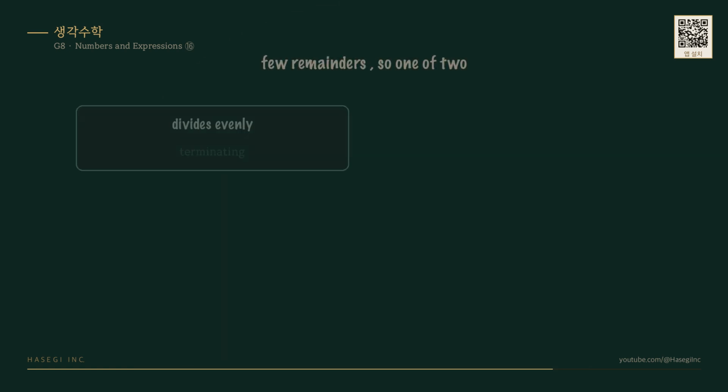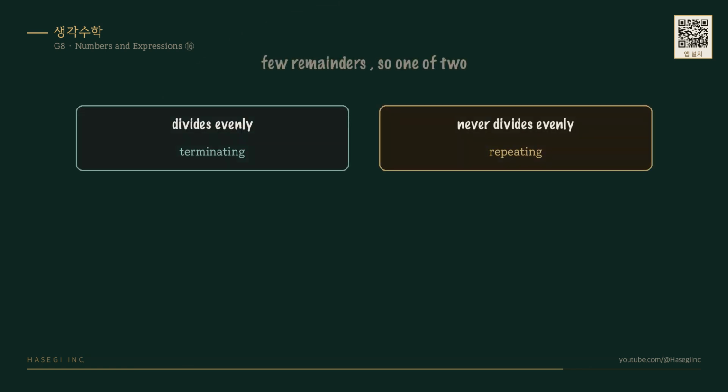So it comes down to this. There are only finitely many remainders. Divide evenly and you get a terminating decimal. Never divide evenly and you must get a repeating one. Those are the only 2 roads a fraction can take.